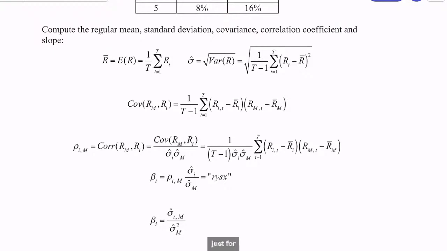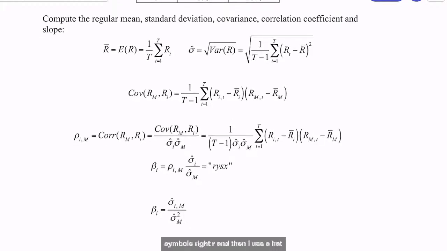This is just for finance symbols, right? R, and then I use a hat rather than S, and that's how the notes are and how textbooks often are. So that's just supposed to help you. You don't have to memorize any of that. Just recognize that that's a mean, that's a standard deviation, that's a covariance, that kind of thing. This is correlation where you standardize covariance. This is your risk term for beta. And then we're going to talk about another form for beta in a bit.